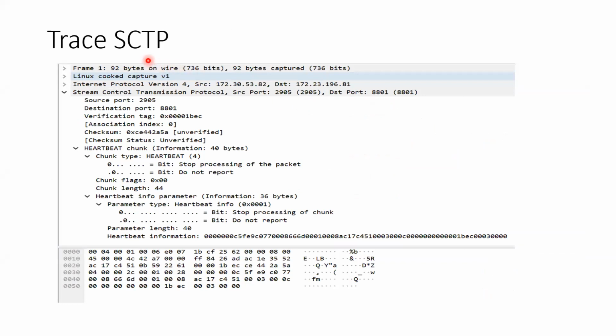And this is the SCTP trace. Same thing about heartbeat. This is about sync, and this is about heartbeat. You see, it's very short. You just need the source port, the destination port, the association, then you get the checksum. On top of it, you send the data. Here is the heartbeat chunk. This is the data. So this is a shorter version of TCP, the SCTP. We don't need all the other fields. We just need the association index.